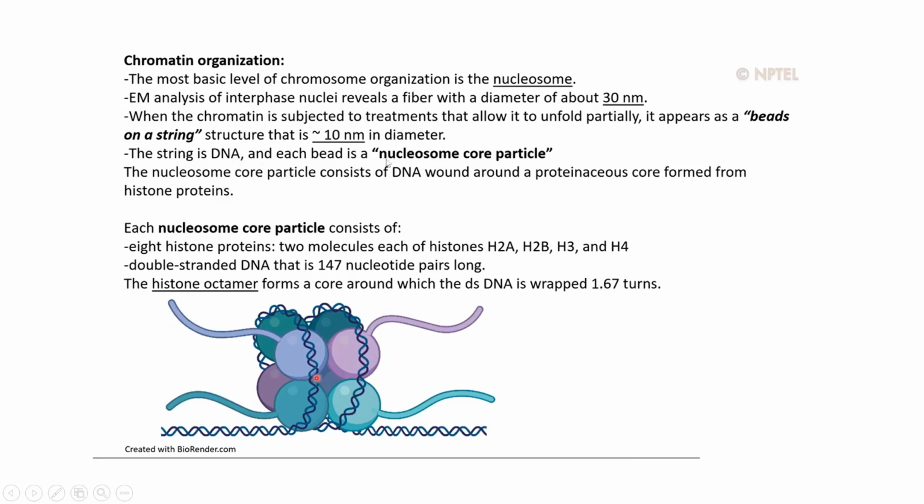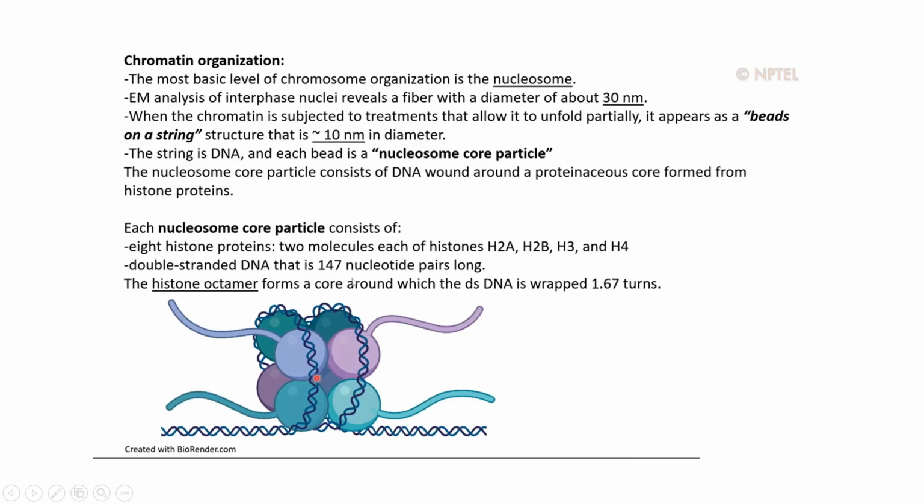So the string is the DNA, and each bead is the nucleosome core particle. The nucleosome core particle is made of histones, in which all four types of histones are there. The nucleosome core particle consists of DNA wound around a proteinaceous core formed by the histone proteins. Each nucleosome core particle consists of 8 histone proteins, that is, two molecules of each histone, H2A, H2B, H3, and H4. So two molecules each of these four histones, H2A, H2B, H3, and H4 are there. In total, 8 histone proteins are present.